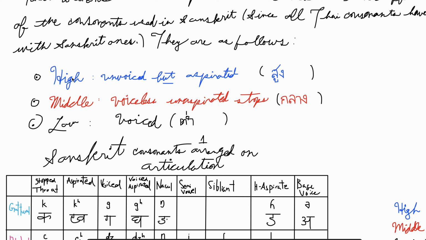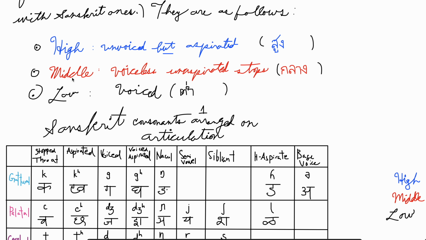Middle is voiceless as well, so unvoiced, unaspirated stops. So voiceless, there's no vibration at the throat, and unaspirated, there's no air coming out. Stops, like a P, T, or K. Notice that not a lot of air comes out, and it's voiceless. If you try to make the K sound and then feel your throat, there's not a lot of vibration. And low class consonants are all voiced, so they do have a vibration in your throat.